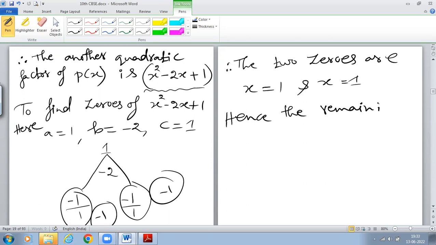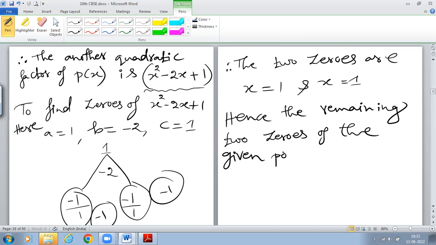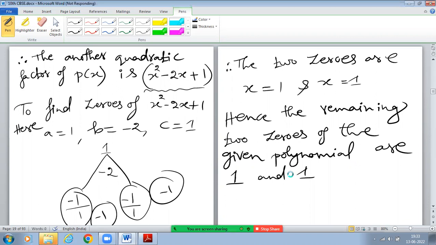This is the answer, ma. Hence the remaining two zeros of the given polynomial are 1 and 1. So the four zeros we know. Therefore, the four zeros are x is equal to minus 3 root 3, x is equal to plus 3 root 3, x is equal to 1, and x is equal to 1. These are the four zeros. Please complete up to this.